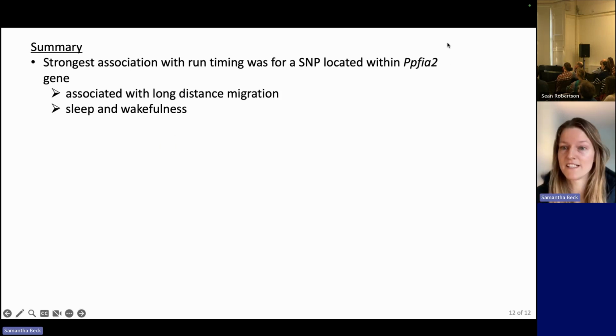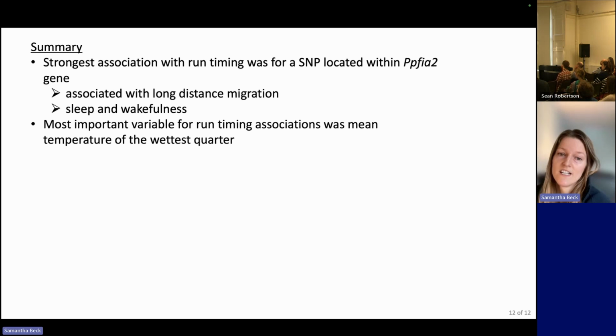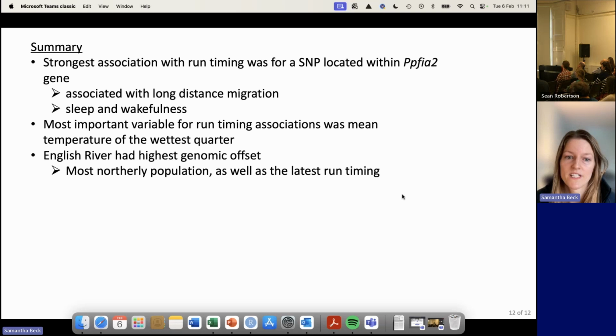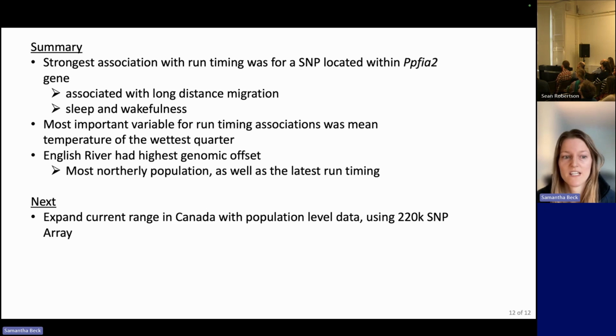So to summarize, we found the strongest association with run timing was for a SNP located on the PPFIA2 gene, and it's also associated with long distance migration and sleep and wakefulness in birds. The most important variable for the genetic variation associated with run timing was mean temperature of the wettest quarter. And we found English River to have the highest genomic offset. So this is the most northerly population, as well as having the latest run timing.